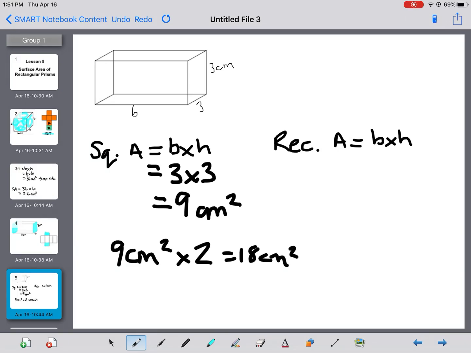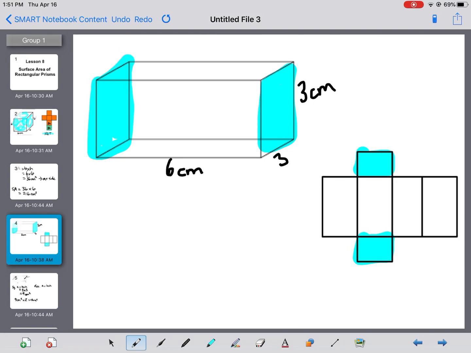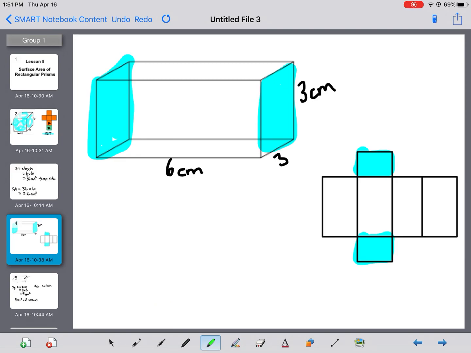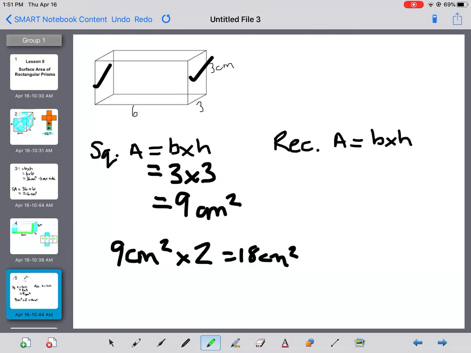We end up with 18 centimeters squared for those two sides. Okay, so we can imagine to ourselves we've got those sides taken care of. But now we have to look at the rest of the sides. And for this one, this rectangular prism, these sides are all actually the same. So these 4 sides will all have the same measurement. It will be 6 by 3.